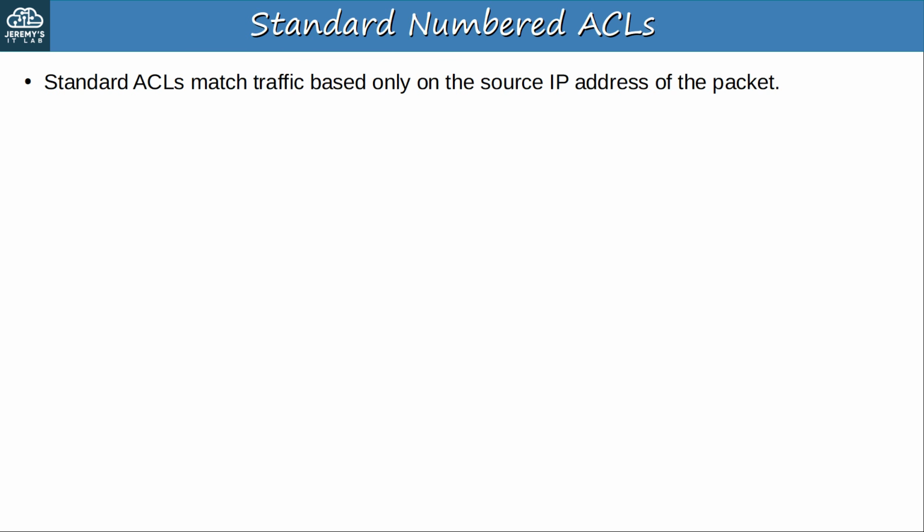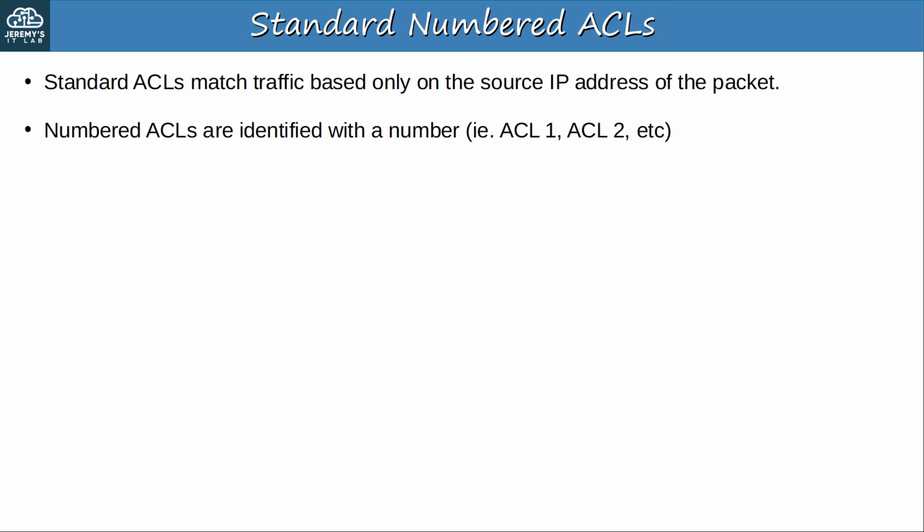So let's get into standard numbered ACLs. As I just mentioned, standard ACLs match traffic based only on the source IP address of the packet. So standard ACLs are quite simple. The router doesn't check the destination IP, the source layer 4 port, the destination port, etc. It just looks at the source IP address of the packet and decides to forward or block it.